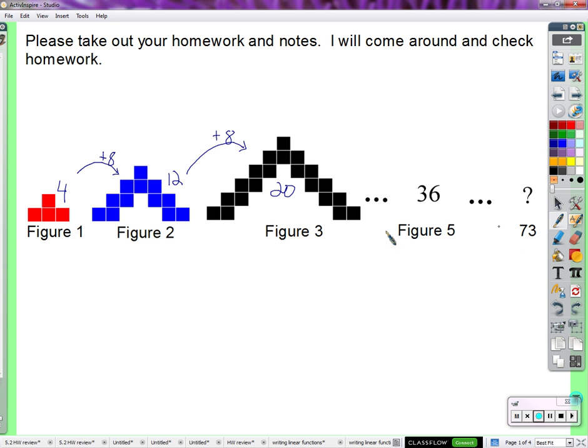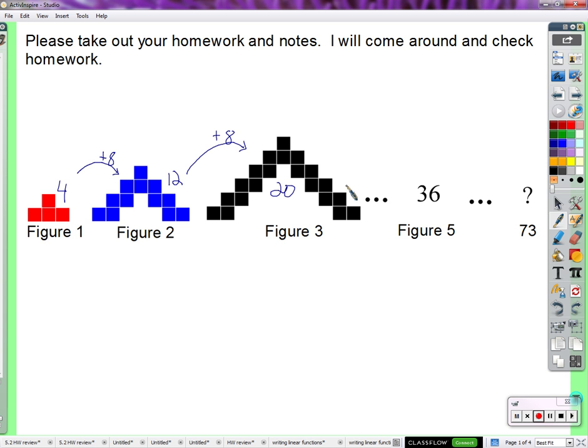Alright, so then we found figure 5 had 36. Someone walk me through that, how they are really confident that figure 5 has 36 in it. Marcus? Oh, so 8 times 5 is 40. Is this how you did it the very first time? Oh, no, yeah, I didn't. So what did you do?